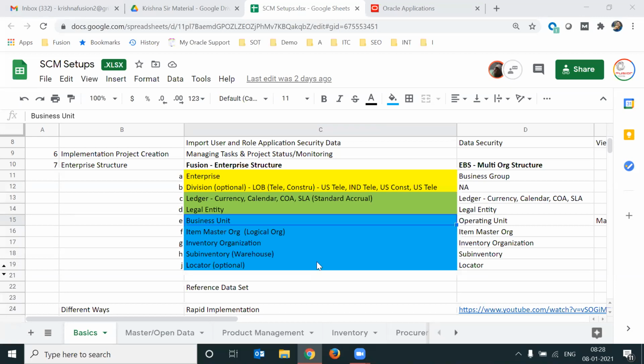Let's talk about the blue ones. It's our responsibility, right? Blue ones. And beginners, if I do a comparison with EBS, you can ignore that point, because I'm explaining it to the people who are already on EBS. Okay, so the operating unit has been replaced with the business unit in Fusion. What are the differences? What exactly is an operating unit or a business unit?